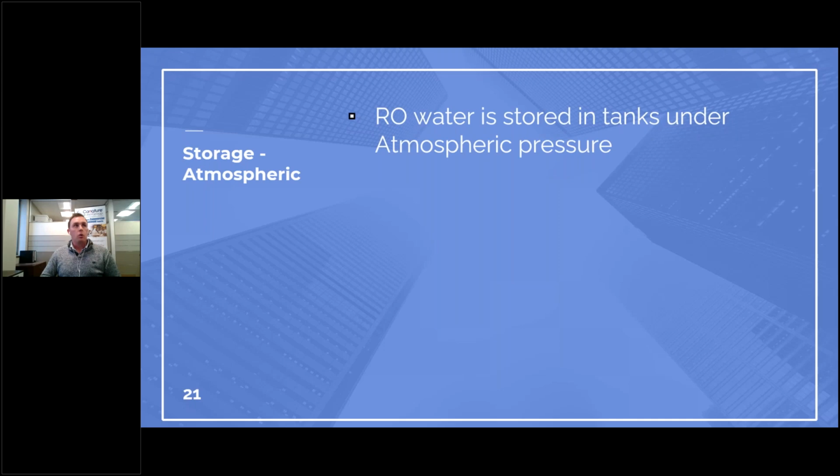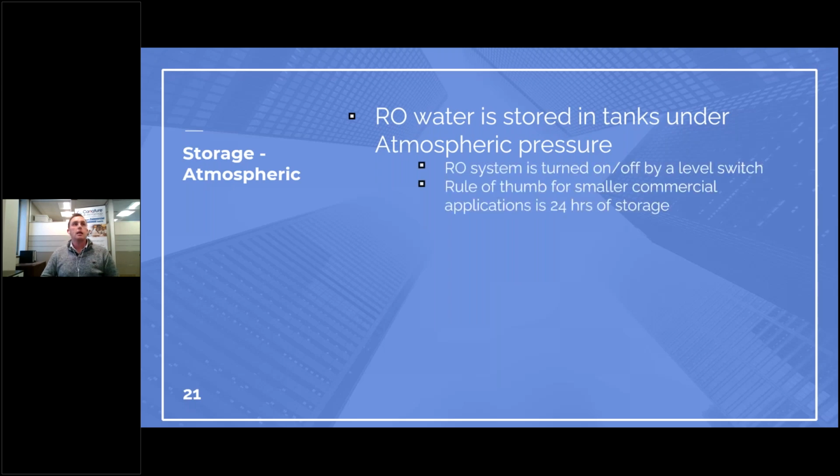So in terms of the RO water, when we're dealing with atmospheric tanks, we're going to be storing these tanks under atmospheric pressure, not pressurized systems or anything like that. The RO system is usually turned on and off by a level switch in the tank. Sometimes you see a float in there. Sometimes it might be a couple of rods that have different heights on them. They're in a bunch of different places.